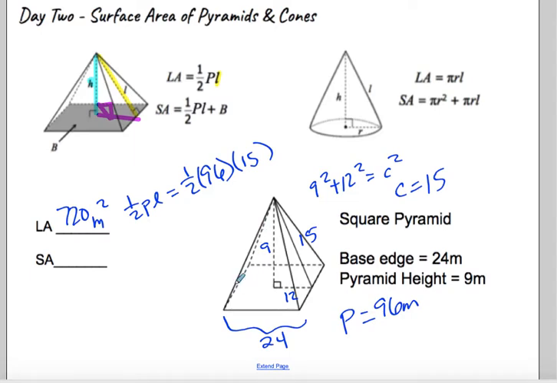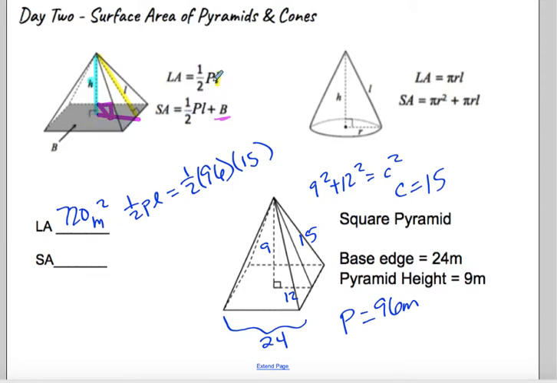And now for the surface area, the total surface area. To get the total surface area, all you do is you take your lateral area and you add one base. The formula, see how it just says B? That's because a pyramid only has one base.